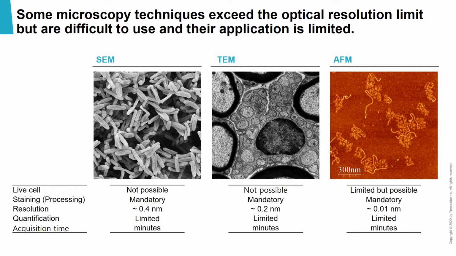Then there are imaging systems like electron microscopy or AFM that provide very high spatial resolution and also quantitative information. However, they take a long time to image and the cells are killed in the preparation process, so they are not appropriate to measure the dynamics of live cells. Also, they may be quite expensive and difficult to use.